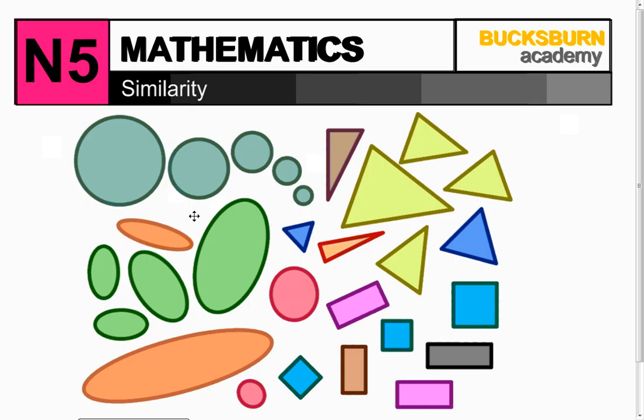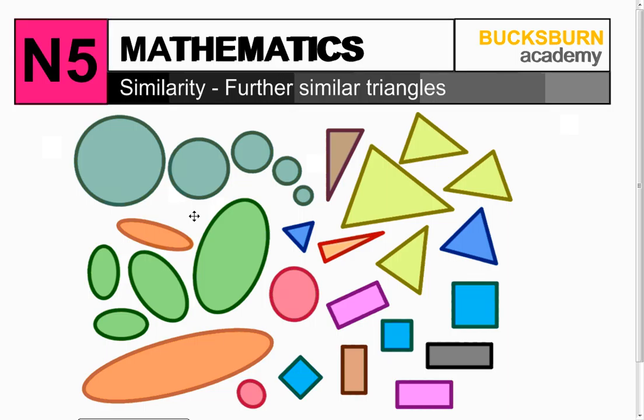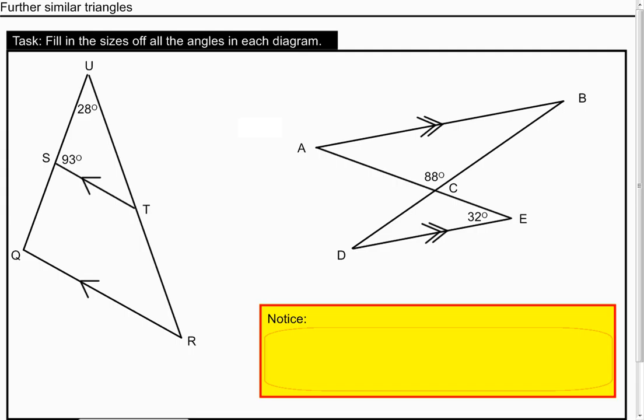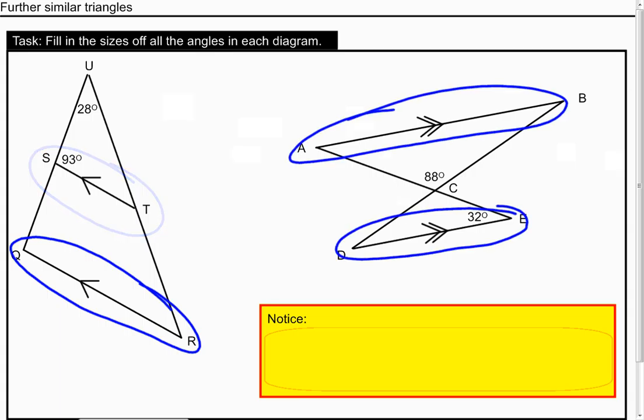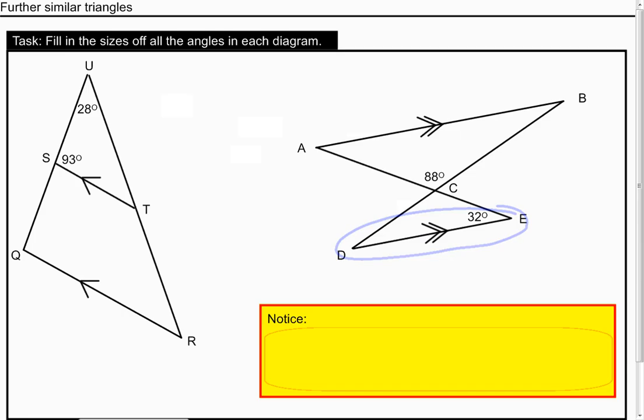This is the fourth video on the National 5 topic of similarity. In this lesson we'll be looking at further similar triangles. What I'd like you to do here is to attempt to fill in all the missing angles on the two diagrams. Two key features to notice are the fact that these lines are parallel and that these lines are parallel as well. So pause the video and try to fill in, using your angle facts, all the angles in each diagram.